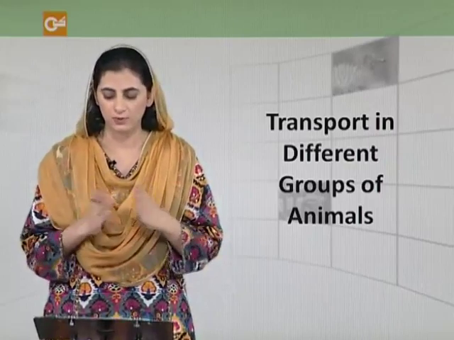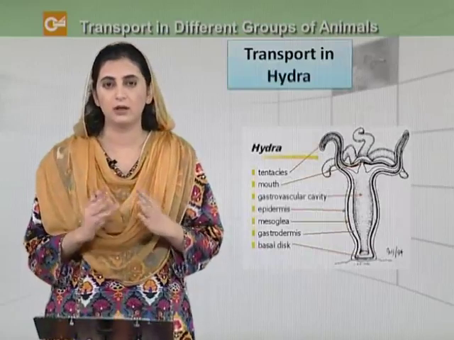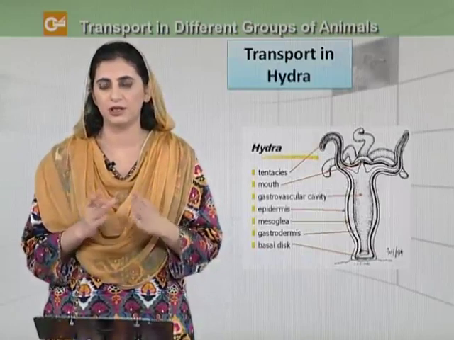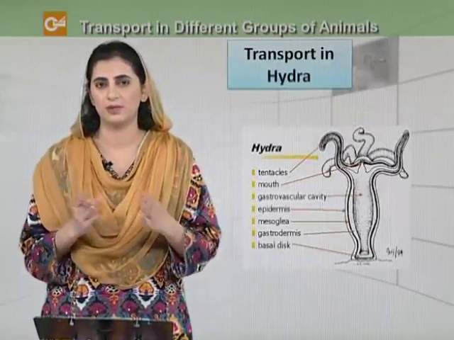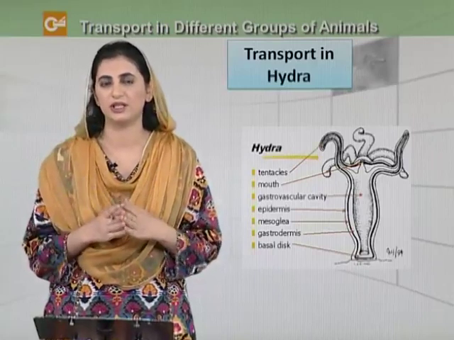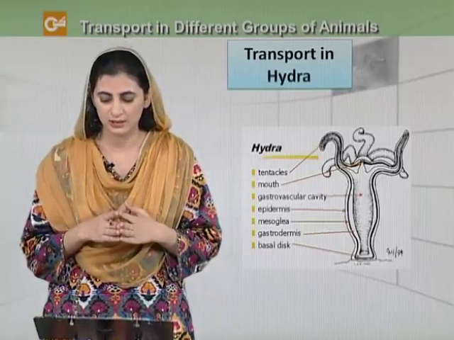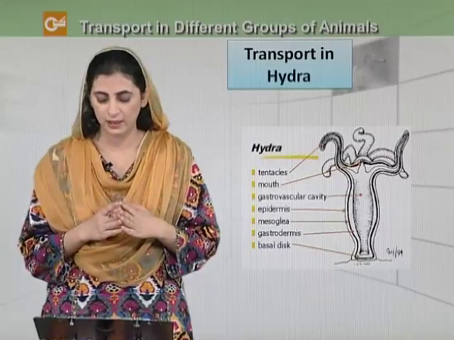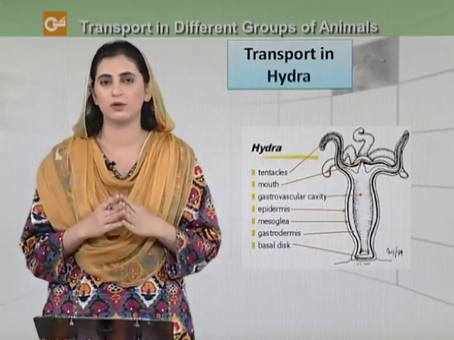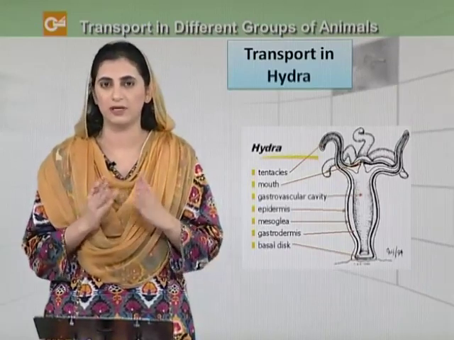So now we will explain the transport in different groups of animals. Hydra is the simplest organism, as we have studied earlier, and transportation in Hydra is very simple. It takes place with the help of diffusion, and the food materials are taken in, or the gaseous exchange takes place, by simple diffusion. They use the tentacles around the body to take in the food particles, and they also undergo the process of endocytosis by the endodermal cells for the food exchange.